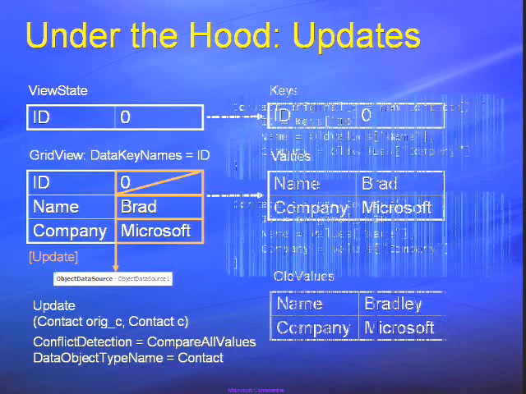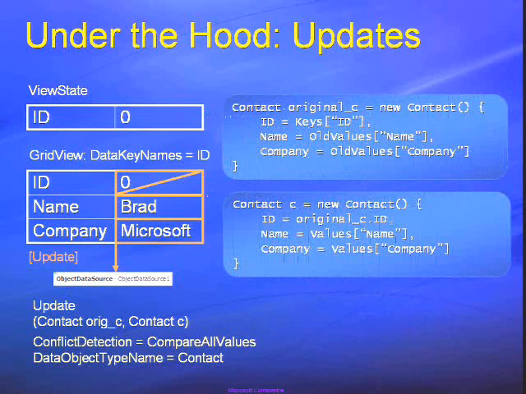And what the object data source does with those is it creates those 2 objects. It'll create the original object using the keys and old values, and it'll create the new object, basically cloning this object first and then changing it with the new values. So the ID is still the original ID that came out of keys. And then it passes that to those methods. So that's effectively how the whole round tripping in view state works.